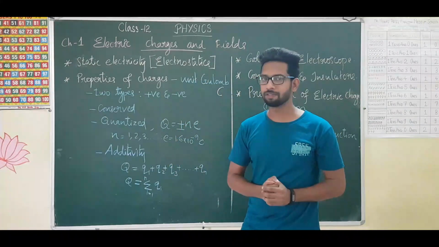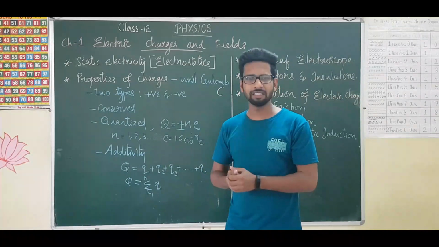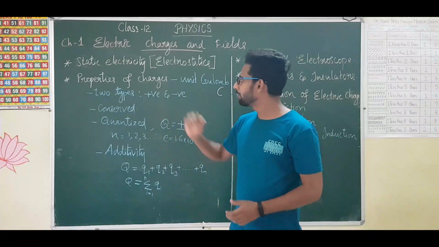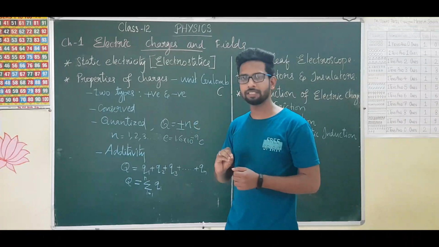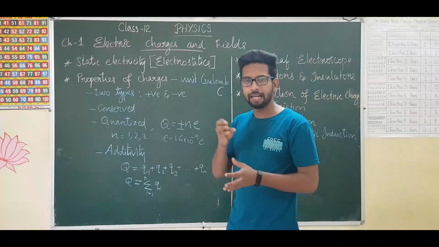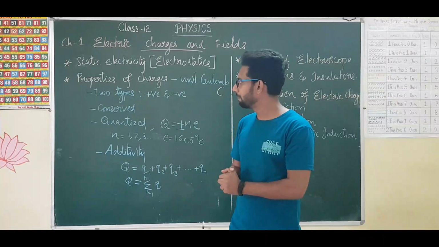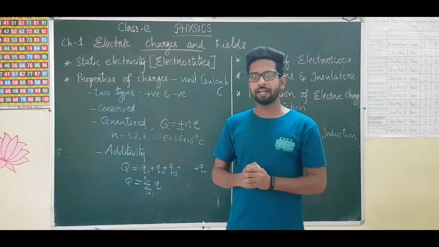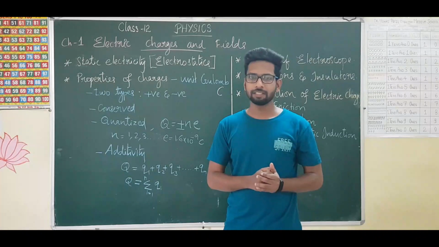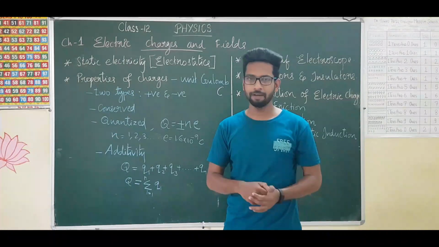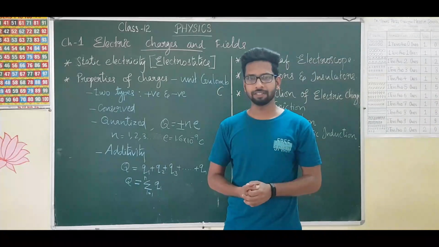This is the first topic under this chapter, and we have studied all of these things in the previous classes. There are two types of charges, positive and negative charges. A positive charge attracts a negative charge. That means like charges repel each other and unlike charges attract each other. So the first property of charges is that like charges repel each other and unlike charges attract each other. What do you mean by that? A positive charge attracts a negative charge and vice versa. And positive and positive charges repel each other, as well as negative and negative charges.